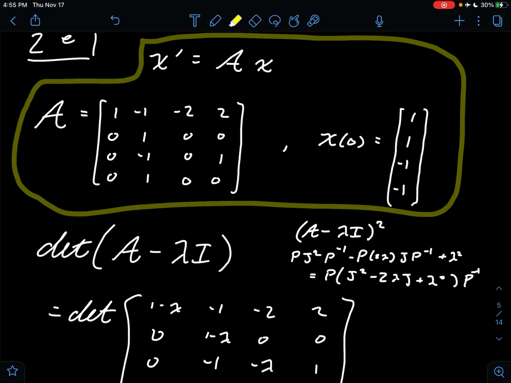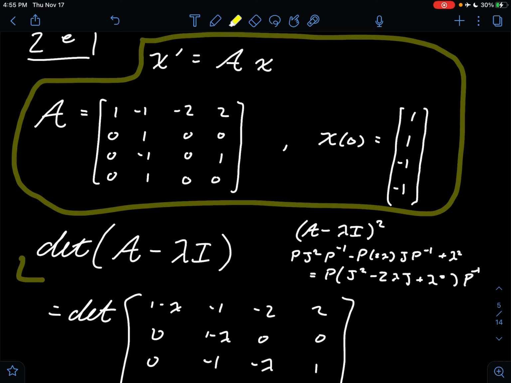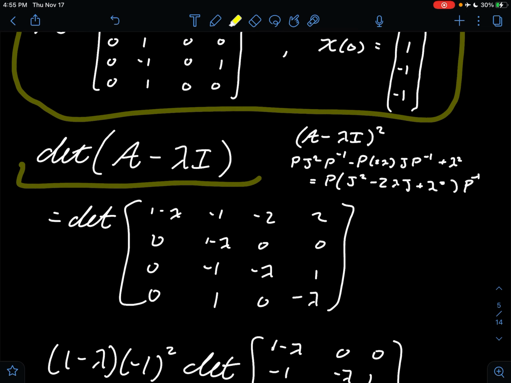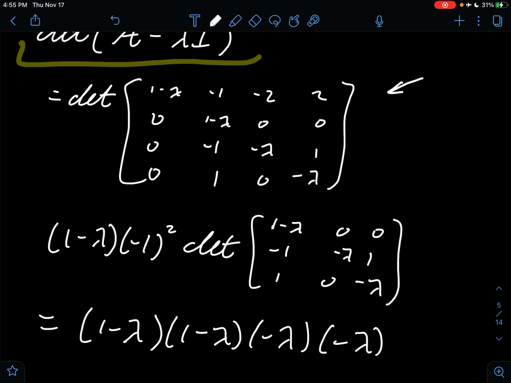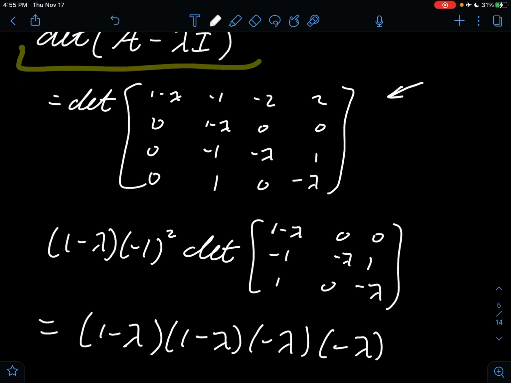The first thing we need to do is find the eigenvalues. So what we're going to do is find the determinant of A minus lambda I and set that equal to 0 and solve for lambda. I did most of this beforehand, so I'm just going to go through it. So we need the determinant of this matrix, which I calculated by expanding along the first row.